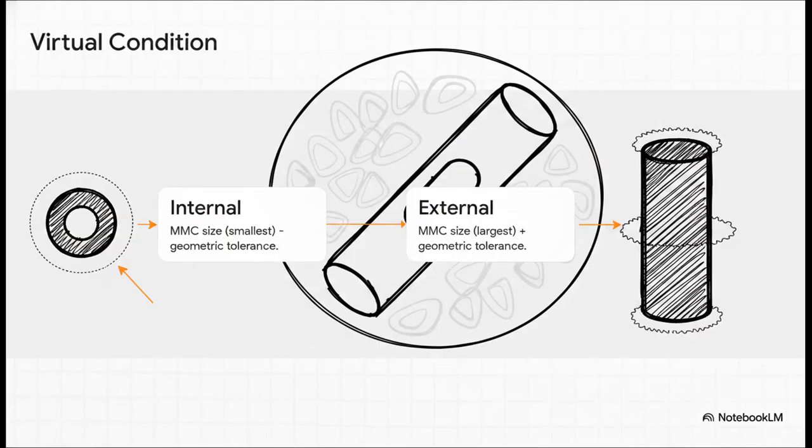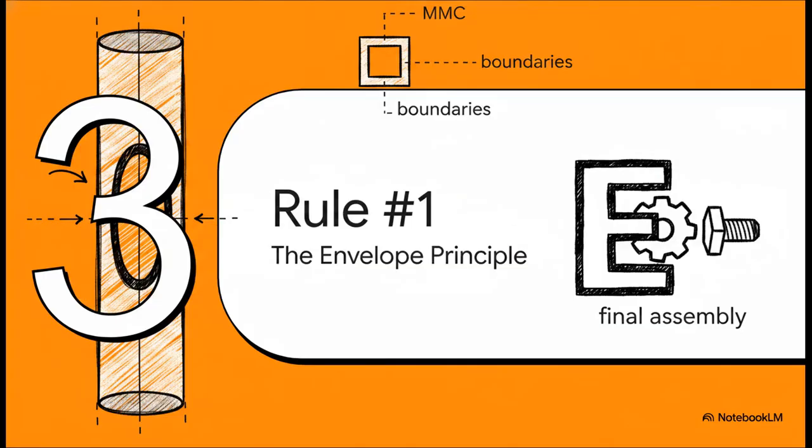So let's look at the calculation steps to actually find this boundary. We call this the virtual condition, and it represents the absolute worst-case scenario for your mating parts. If you have an internal feature, like a hole, you take its MMC size, remember, that's the smallest the hole can be, and you subtract any geometric tolerance, like a position tolerance. But if you have an external feature, like a shaft, you take its MMC size, the largest it can be, and you add the geometric tolerance. This simple math creates an imaginary physical boundary that guarantees if your parts respect this envelope, they are going to assemble perfectly every single time. No hammers required. All right, let's get into Section 3, Rule number 1, the envelope principle.